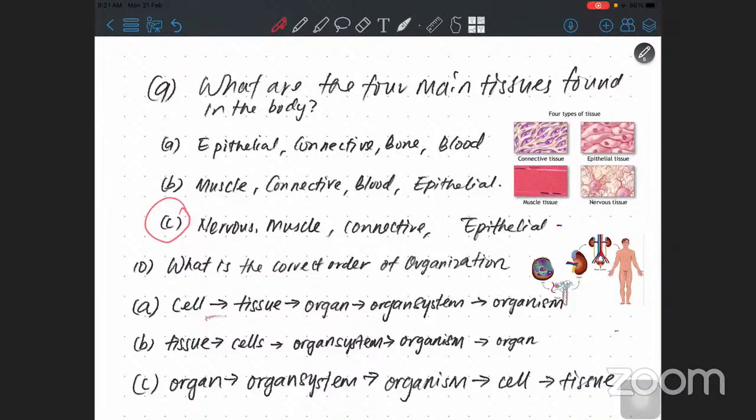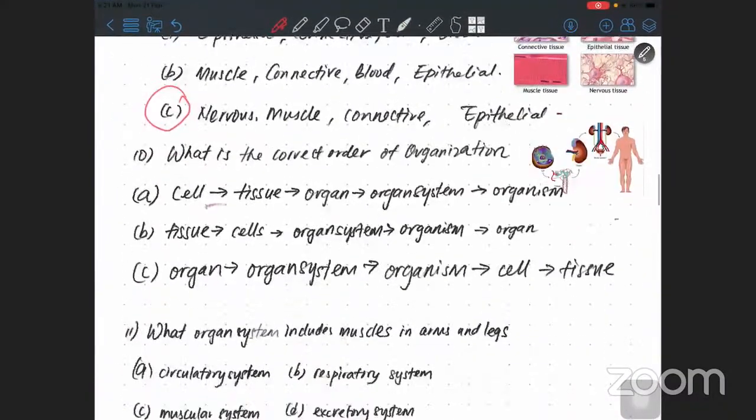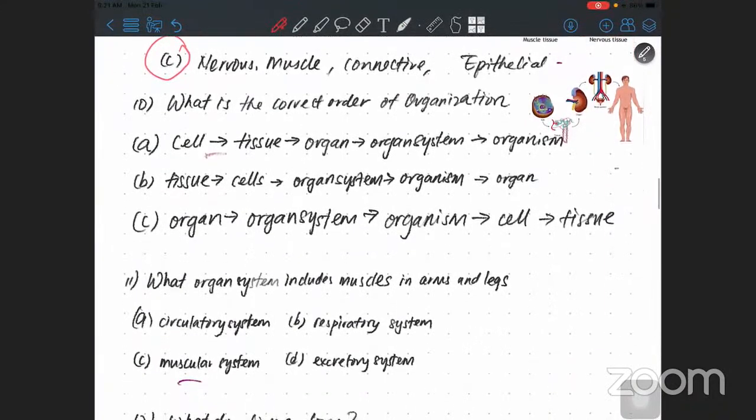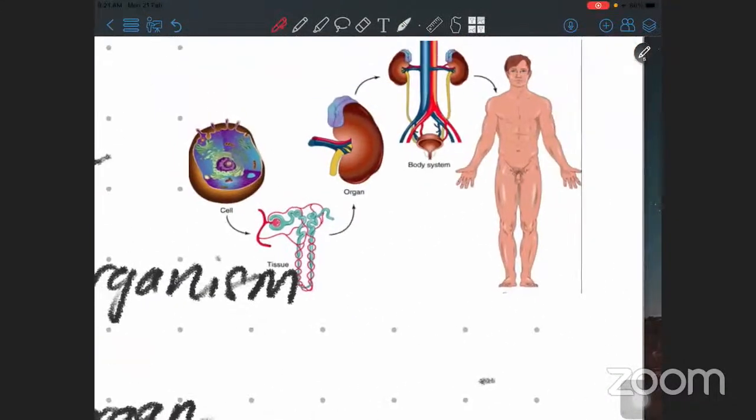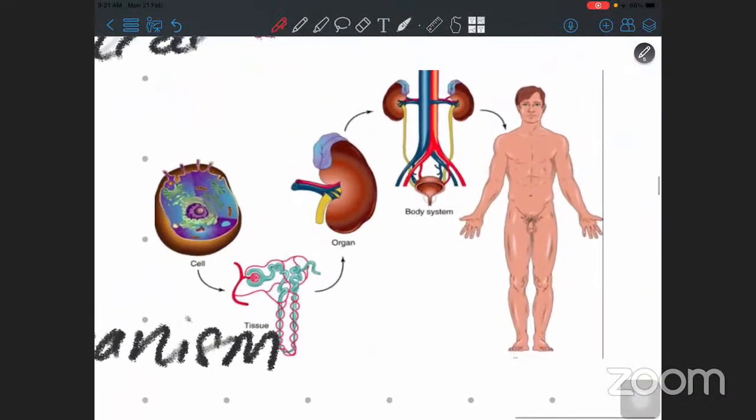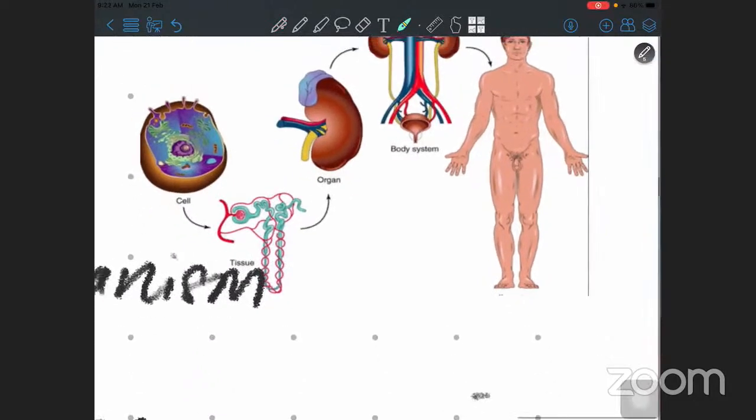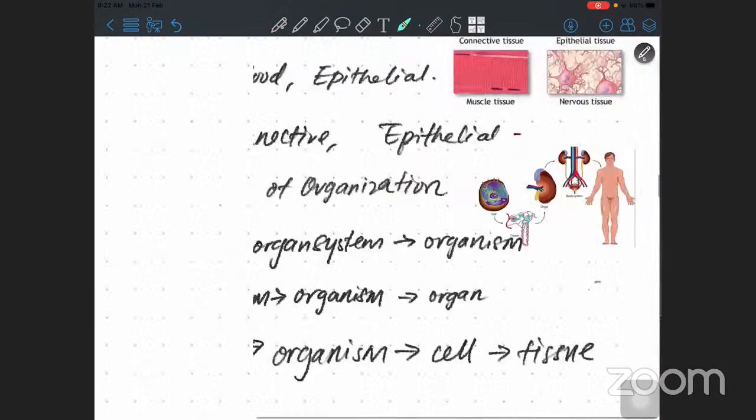Okay, number 10. What is the correct order of organization? Oh, there's an answer here, in the very small one. Let me enlarge it for you. Starting from cell, tissue. Same identical cells will make tissue, and then the tissue will make an organ. They join together to become organ systems, and then finally an organism.